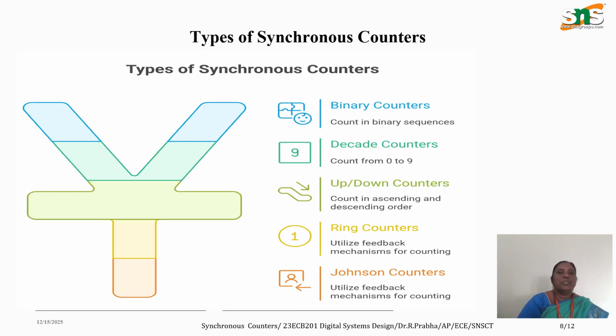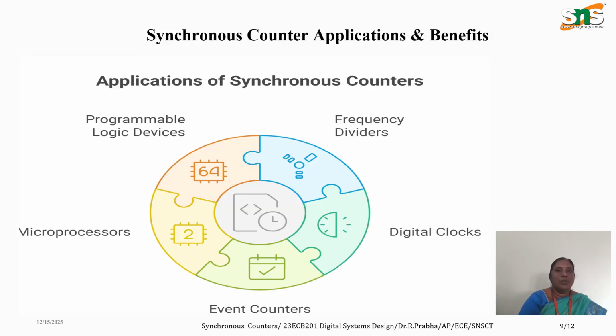And there are different types of synchronous counters. One is the binary counter, which counts in binary sequence. Decade counters count only from 0 to 9. And there are up-down counters available. In an up counter, the sequence is counted in ascending order, but in a down counter it is the reverse. And the ring counters and Johnson counters use feedback mechanisms for counting.